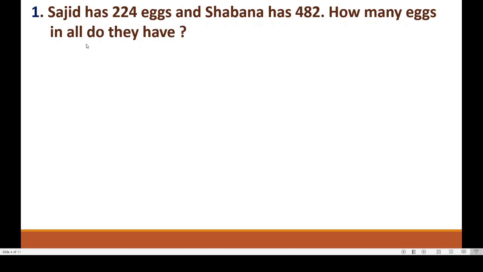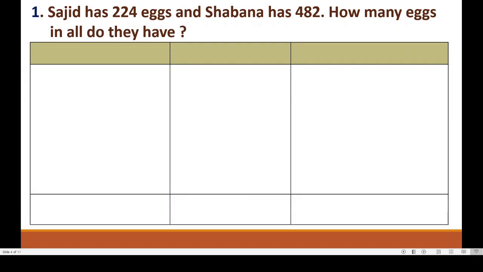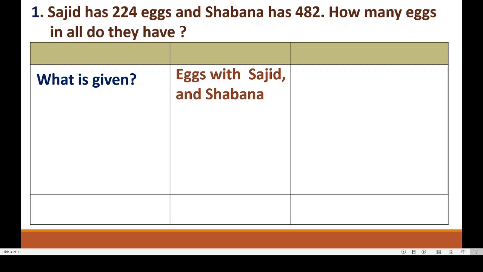Correct? Now we will make a chart or a table. Okay. Now we will write the given things. What is given here? Eggs with Sajid and eggs with Shabana. The numbers are given, isn't it? So what is given? Eggs with Sajid and Shabana, they are given. Next, what is asked here? See, how many eggs in all do they have? It is asked. Means we have to find out the total eggs along with them.